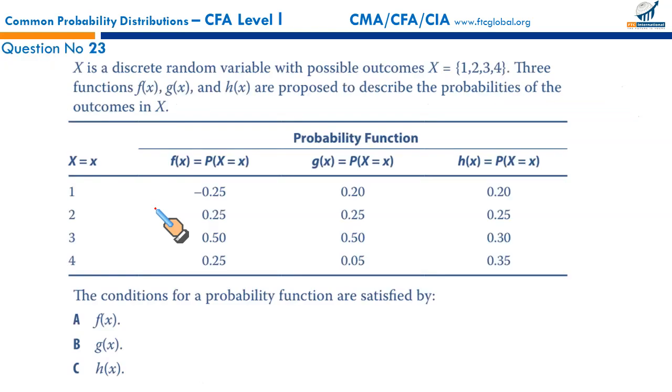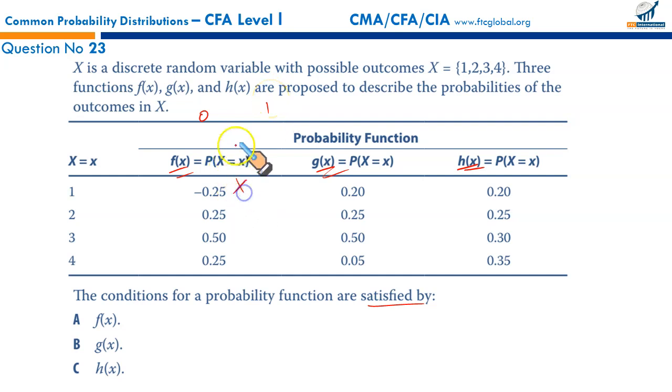Next, X is a discrete random variable with the possible outcomes of 1, 2, 3, 4. Three functions fx, gx and hx are proposed to describe the probabilities of the outcomes in X. The condition for probability functions are satisfied by which of these functions? There are two conditions that must be satisfied by any probability function. First, the probabilities are between 0 and 1, and the sum of probabilities is equal to 1.